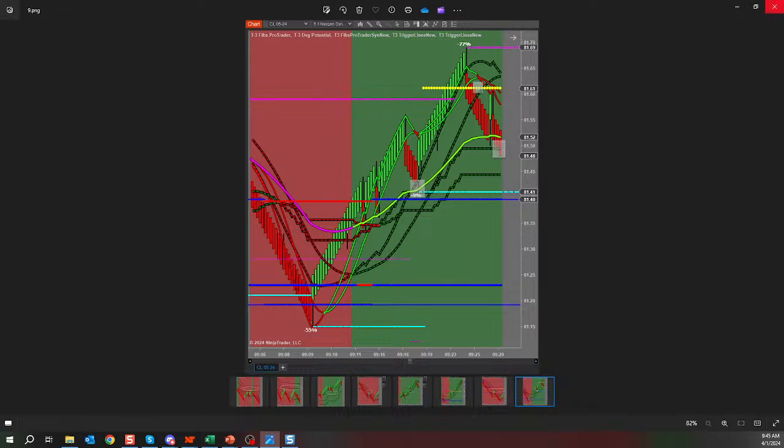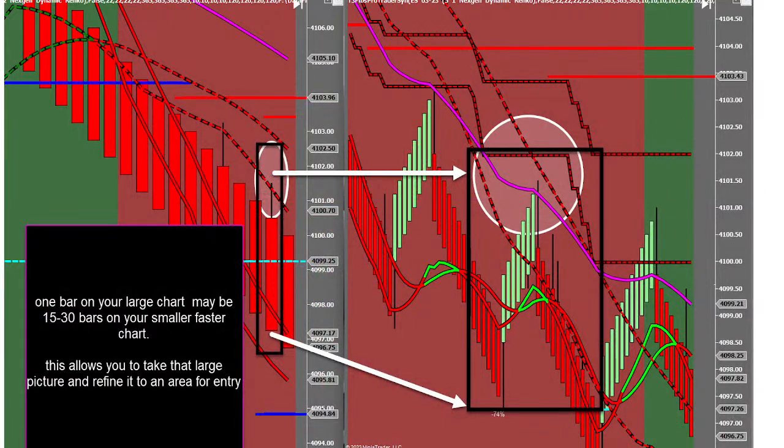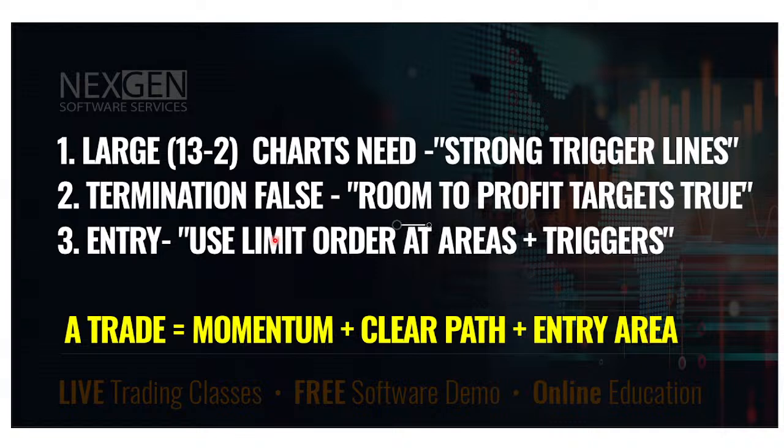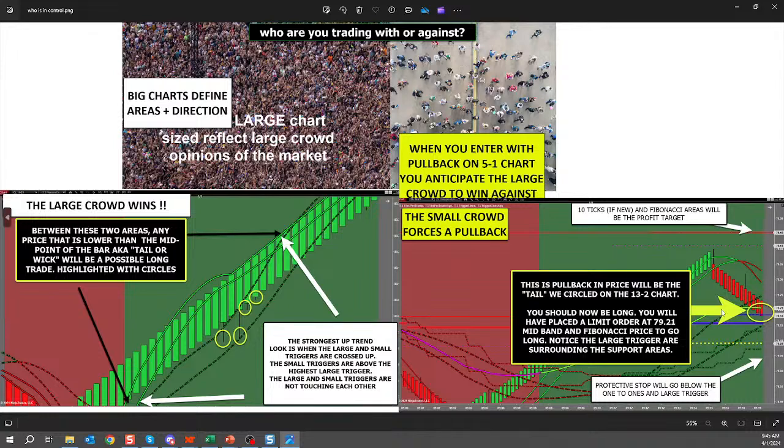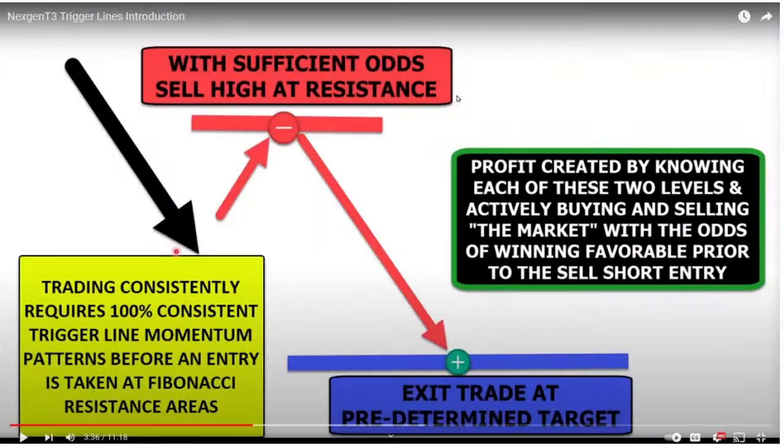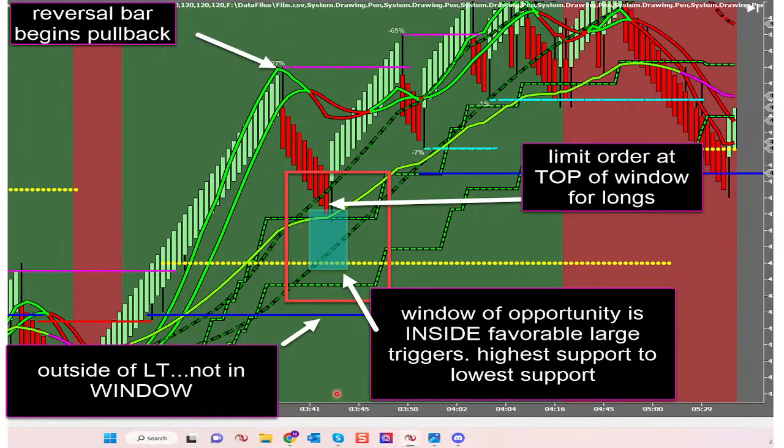So I want you guys to take this little lesson, and I want you to understand that rule number 3 says that you're going to buy or sell a pullback, a small retracement in price. And that retracement in price is nothing more than, let's pull up the picture, the small crowd. The large crowd says up. The large crowd says momentum. The large crowd says that there's nothing in the way. So there's a group that likes to push against, and that's the small crowd. And the small crowd typically is able to push you back to an area inside of favorable large triggers. So we're gonna refine it, and we're gonna find it.